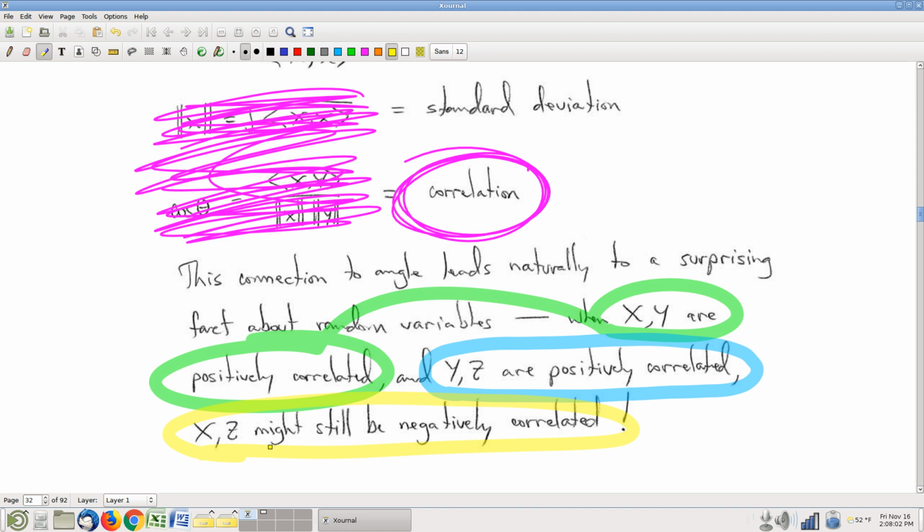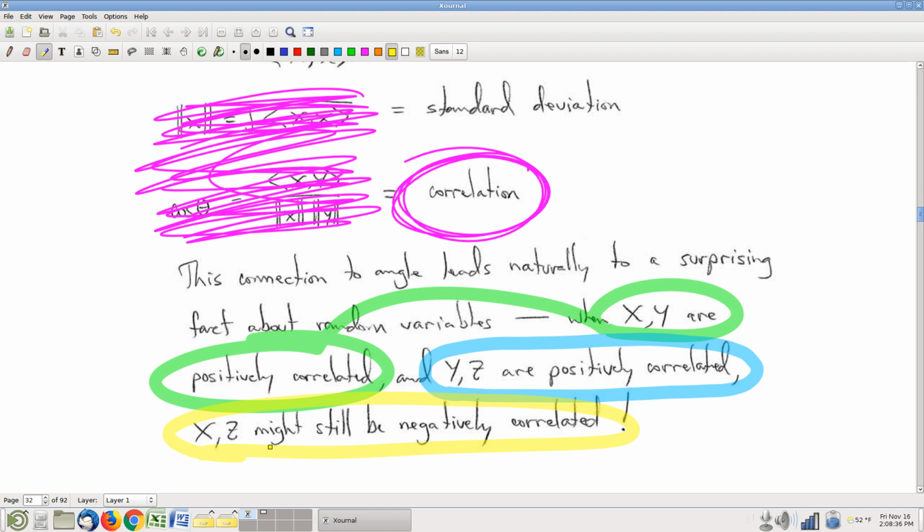Try to think of an example of this in the real world. It's very hard to. Let's go back to rocks, right? We have the mass of a rock. We have the volume of a rock. Maybe the third random variable could be the length, the longest length between any two points on the rock. So mass tends to positively correlate with volume. Volume tends to positively correlate with length. Wouldn't you figure mass would positively correlate with length? There are examples to the contrary.